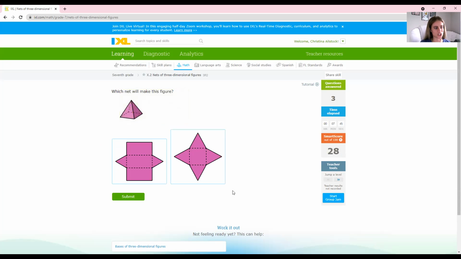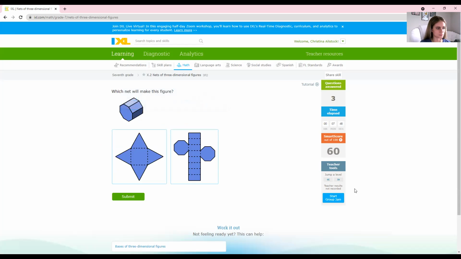Let's bump it up a notch and try a harder one. Ooh, look at this shape. Actually, even though this is a higher SMART score level, I think this question happens to be easier because the first option here, my first net, I notice is a square and triangles. That is not at all like this shape, is it? No. But what I do notice matches, we have several little rectangles all the way around.